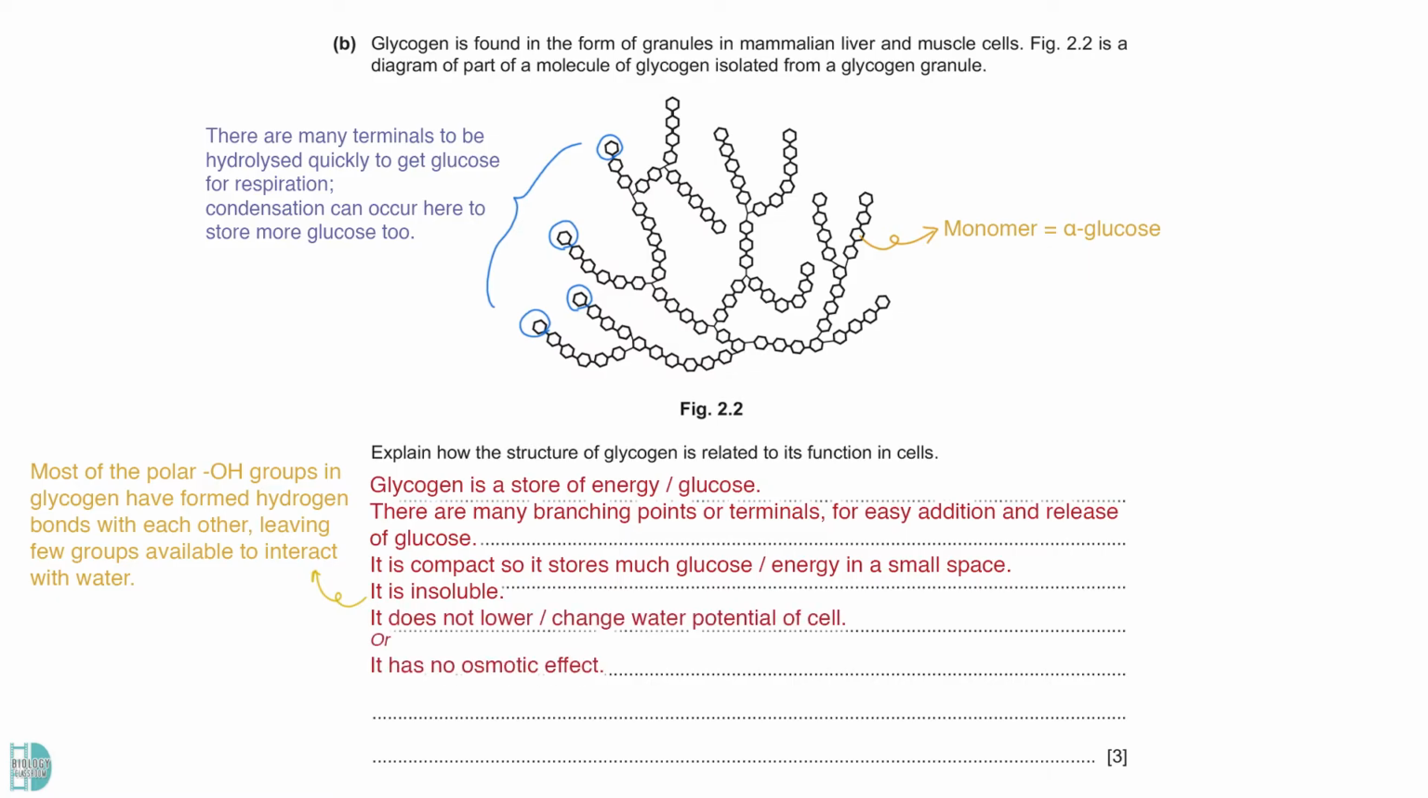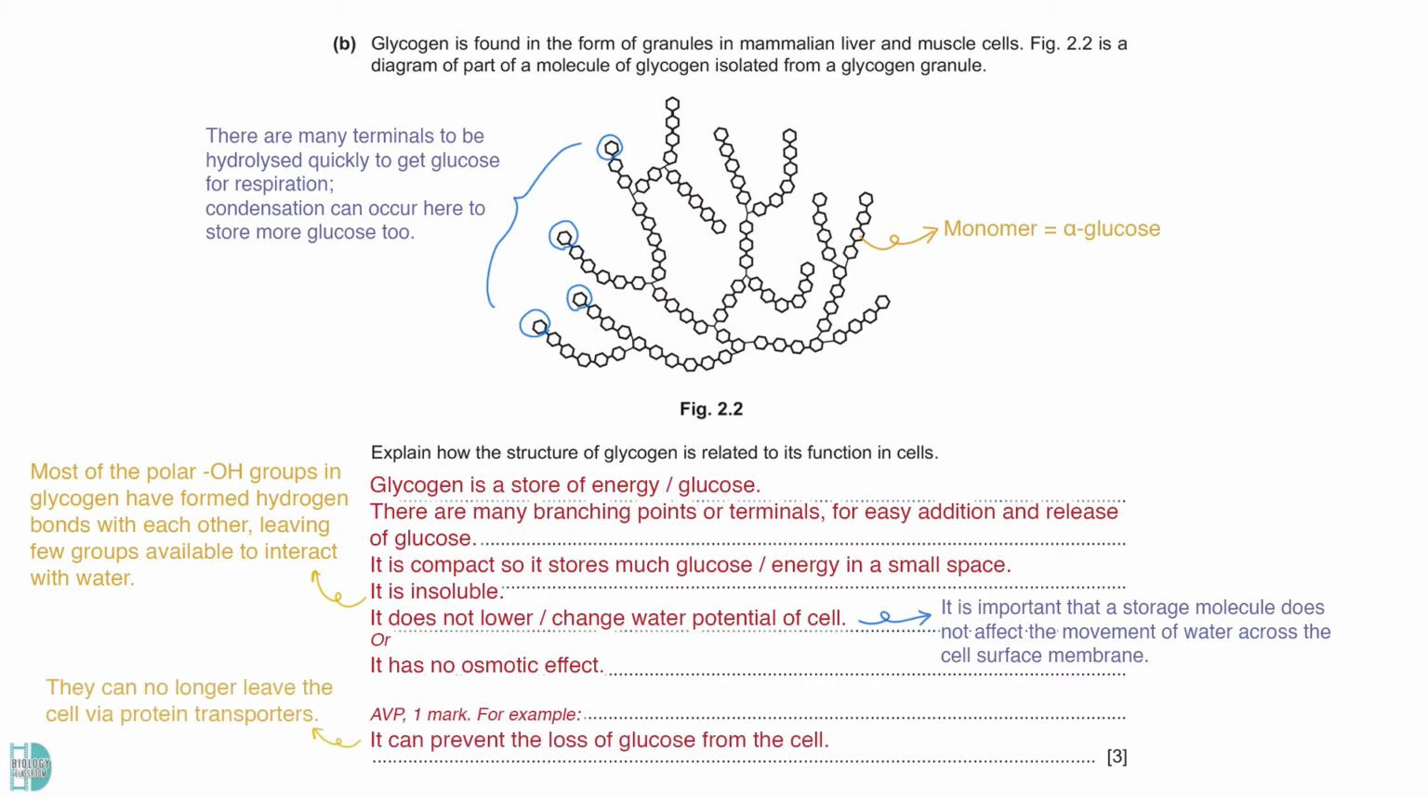Storing them does not lower or change the water potential of cells. You can also say that it has no osmotic effect. This is an important feature of storage molecules as we do not want them to affect the movement of water across the cell surface membrane. There is a mark for AVP.